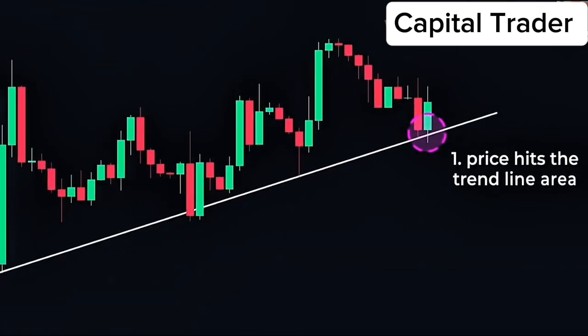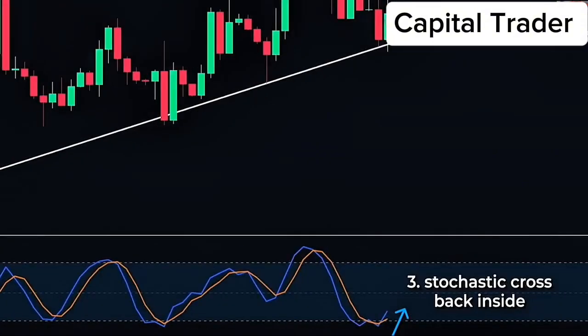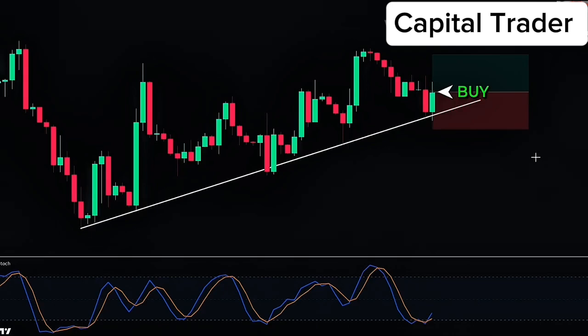First, you need to wait for the price to come near the trend line. At the same time, the lines should also reach the oversold zone. Now we need a bullish signal, and when both these lines come back above the level, we need to enter a buy trade. For risk management, we'll place the stop loss just below the swing low. Set it just slightly below the swing low.